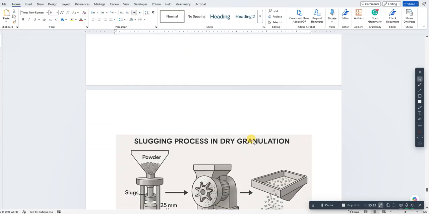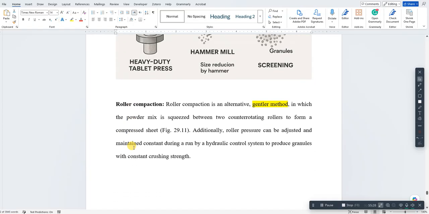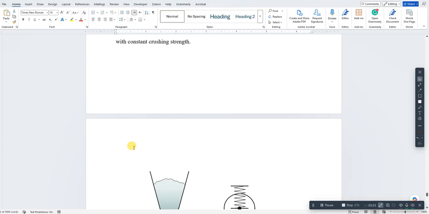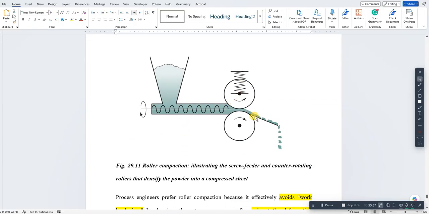So as I said, slugging is nowadays less used. A gentler method is roller compaction. Now it's used more frequently compared to what? Slugging. This is roller compaction. But the most commonly used method is what? Wet granulation, because it's applicable to most formulations.